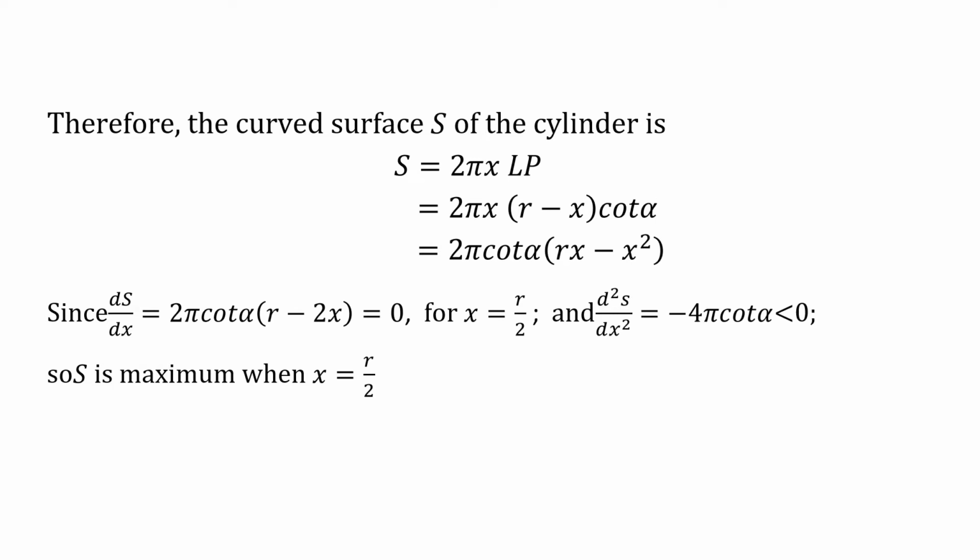The second derivative of S with respect to x is equal to minus 4 pi cot alpha, and that is less than 0. Therefore, S is maximum when x is equal to R by 2.